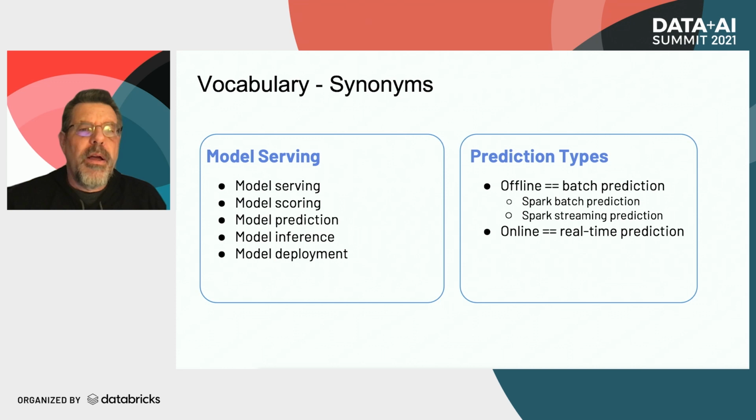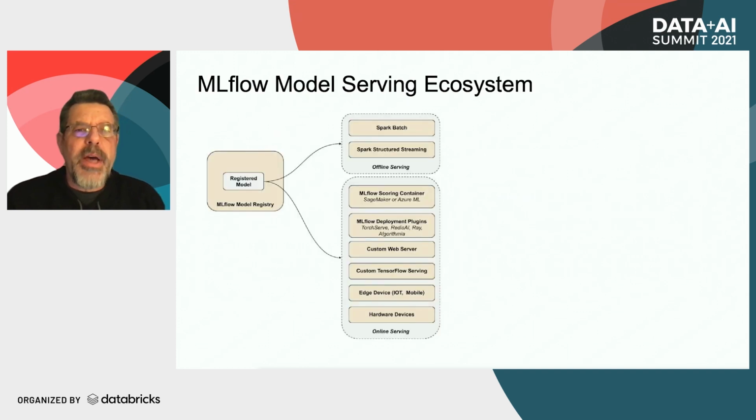Here we're going to address some of the vocabulary, the synonyms. Model serving can be thought of as equivalent to model scoring, model prediction, or model inference. And model deployment is the process of pushing the model out into the target platform. As I mentioned, if we break down prediction into categories, we have offline or batch prediction. Within that, we have two subcategories, Spark batch and Spark streaming, and then there's online, which is also called real-time scoring.